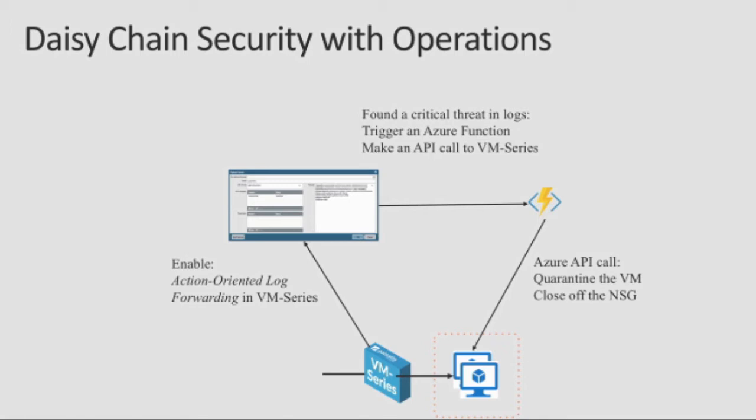Let's say you're being brute forced or some particular kind of threat or malware was found in the firewall. What if you wanted to do some automation? Here's the idea. Our firewall supports something called action-oriented log forwarding.